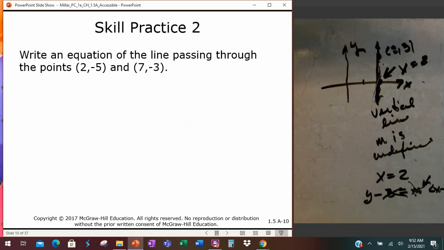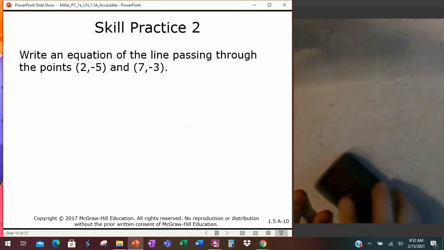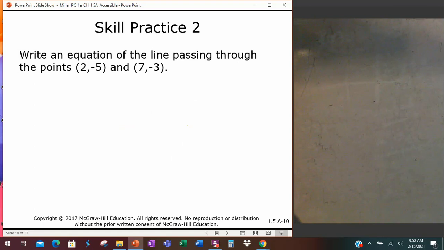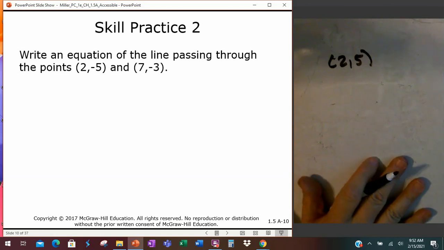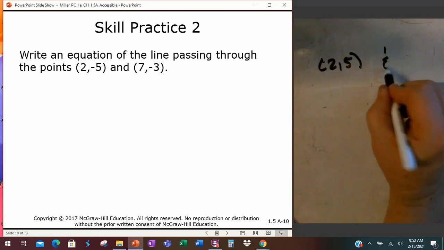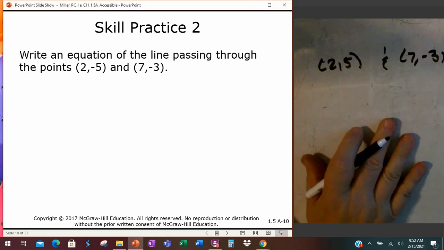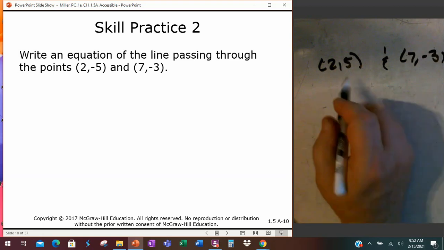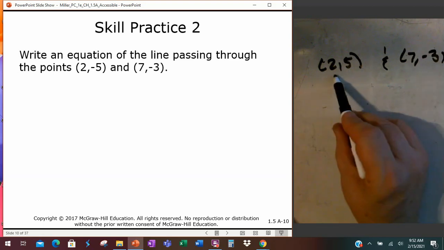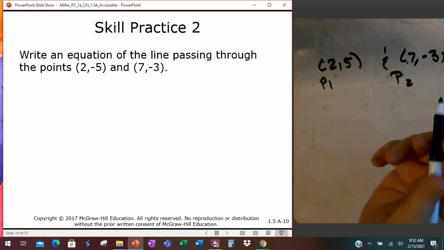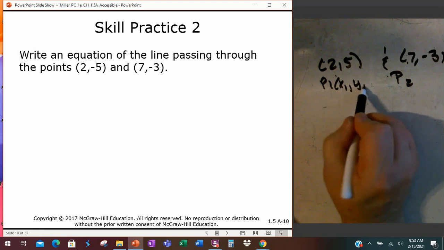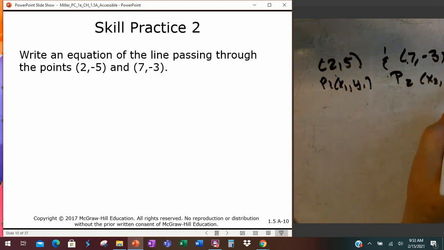Okay, write an equation of the line passing through those points. Here I'm free to use whatever method I would like. If I'm going to do that, I would go directly to the slope intercept. So between (2, 5) and (7, -3), I'm going to do left to right. This would be point 1 because this is further to the left. This would be my point 2, my x1, y1, x2, y2.